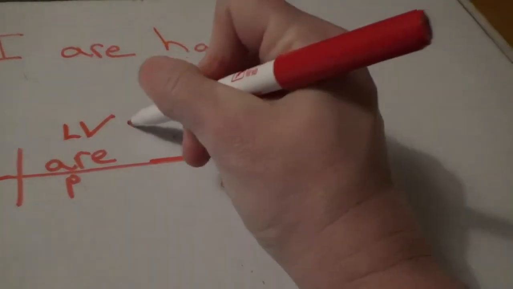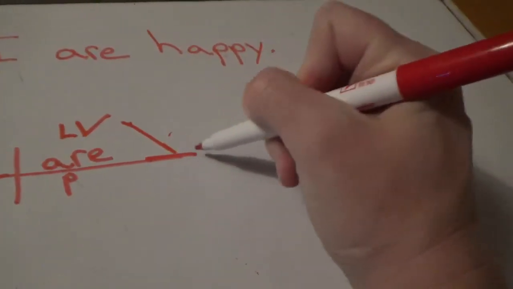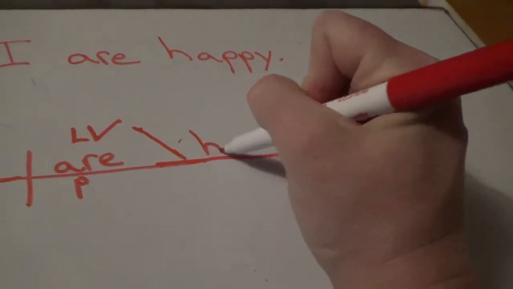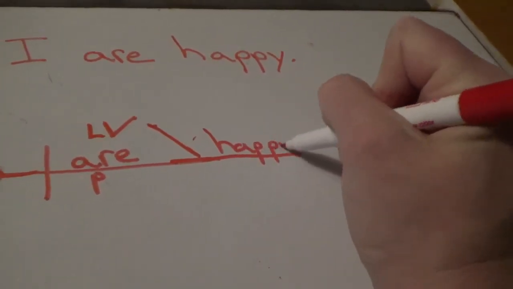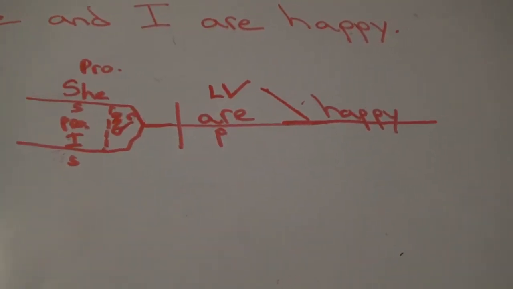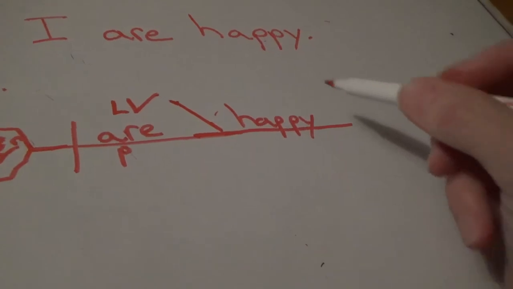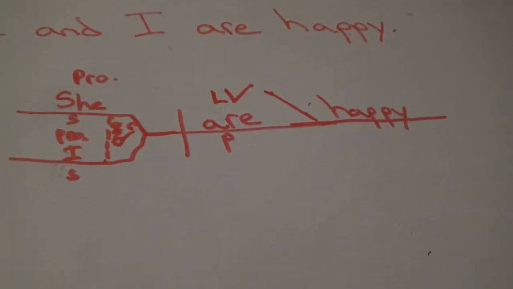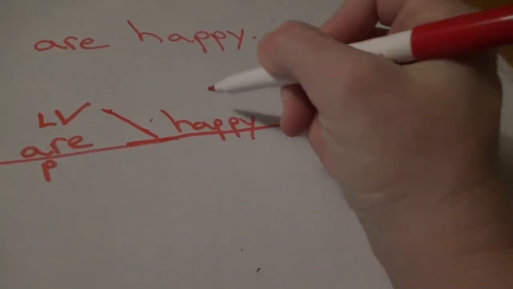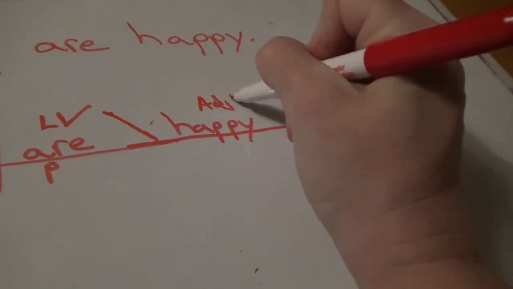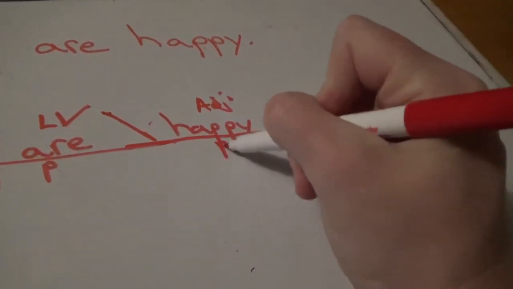So happy, let's see what happy does. And remember, I'm going to draw a line slanting back. Happy. Does happy rename she and I? Does it tell who we are? No. It describes. It's an adjective. To be a predicate nominative, it has to be a noun or a pronoun, because it has to be able to replace the subject, which is a noun or a pronoun. But happy is an adjective, so it is our predicate adjective.